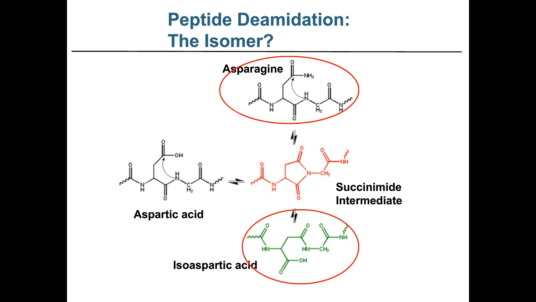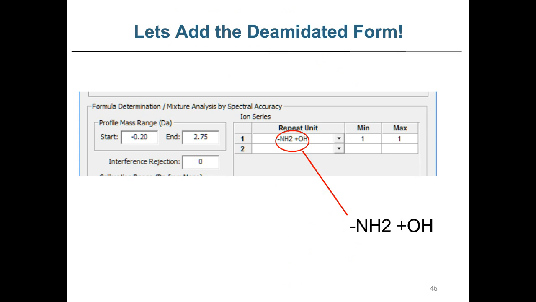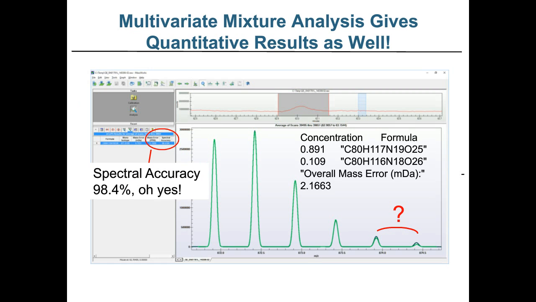And indeed, if we suspect that we have an interference, we can simply perform our formula search on the peptide, and we can tell the software to look for not only the pure component, but the deaminated species. And when we do that, and we then perform the spectral accuracy match, we have a dramatic improvement in the spectral accuracy and a pretty good match.